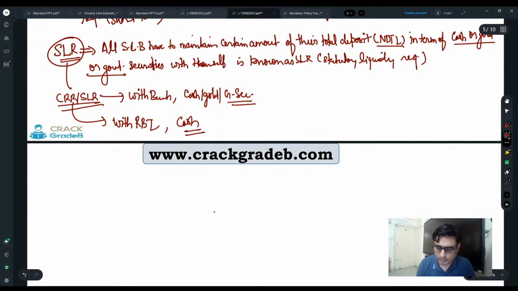It has to be maintained in the form of cash only, right? So this is the basic difference. However, the rest of the things we will discuss later. What is the difference between CRR and SLR?